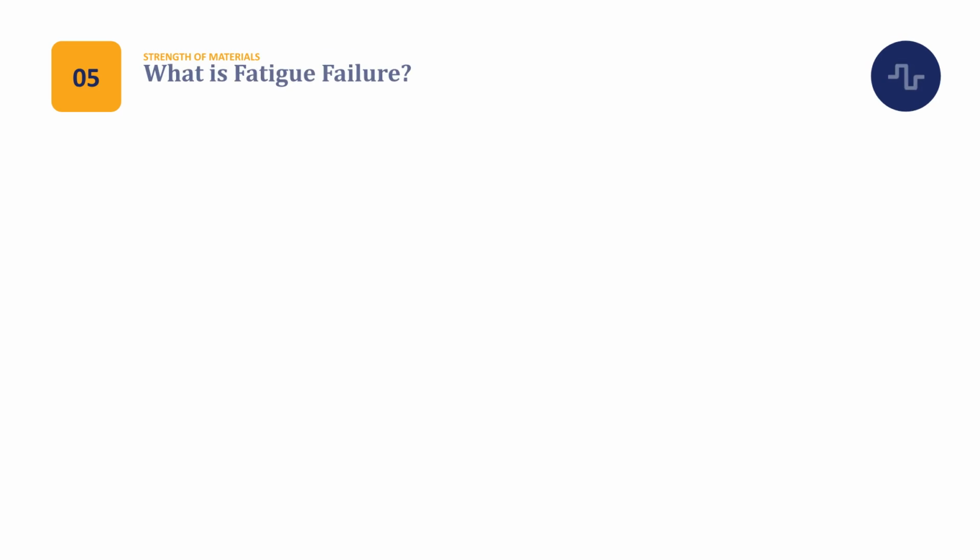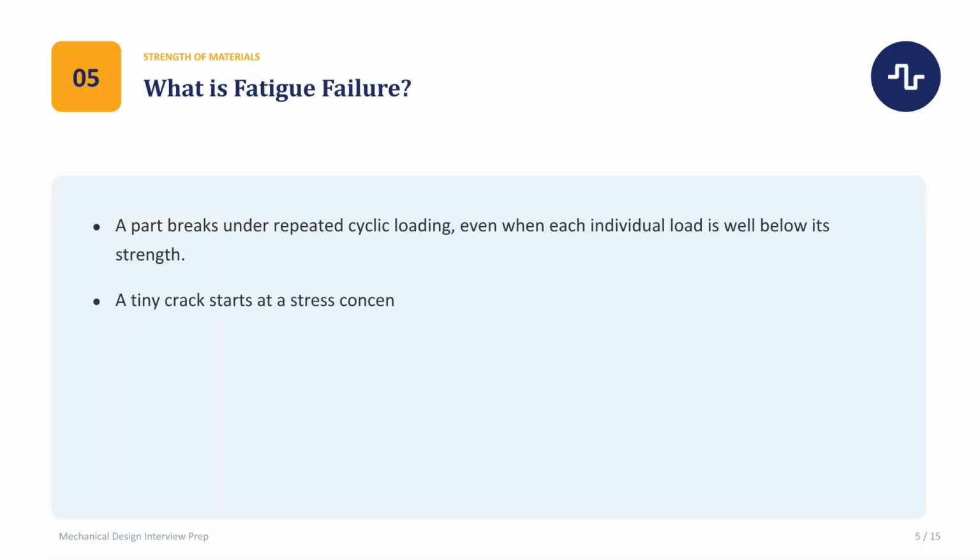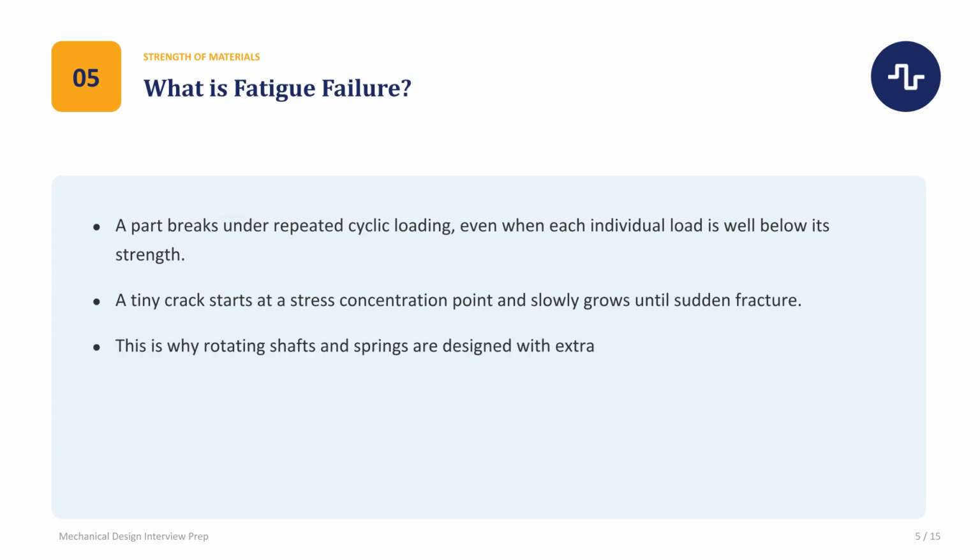Question 5. Fatigue failure. It happens when a part breaks from repeated cyclic loading, even if each load is well within the material's strength. A tiny crack starts at a stress point and grows slowly until it suddenly fractures. That's why shafts and springs are designed with extra care.